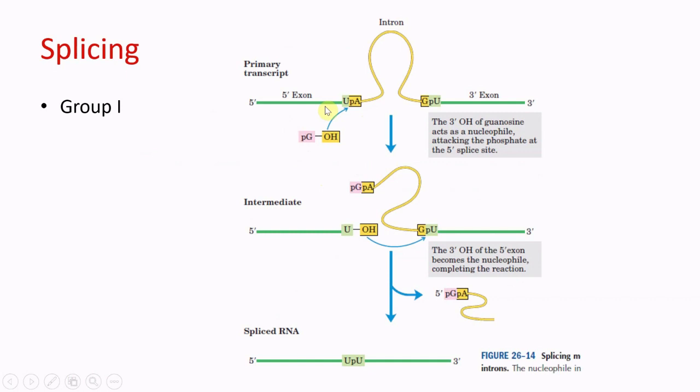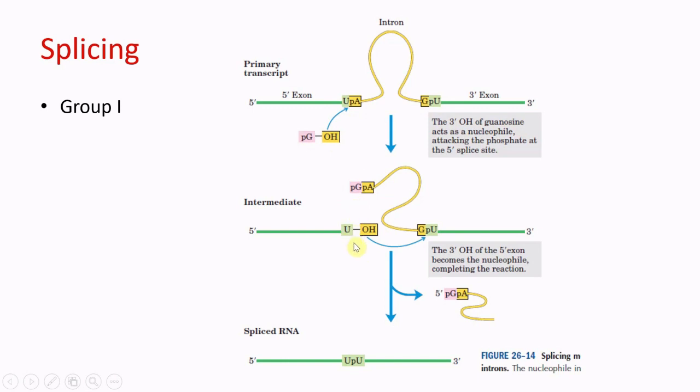So this is the exon, and this yellow line is intron, and this is the next exon. In this particular group 1, external guanosine acts as a nucleophile. The 3' hydroxyl group of the guanosine acts as a nucleophile and attacks the phosphate at the 5' split site, and this guanosine then binds to the intron. So this guanosine is now bound to the intron.